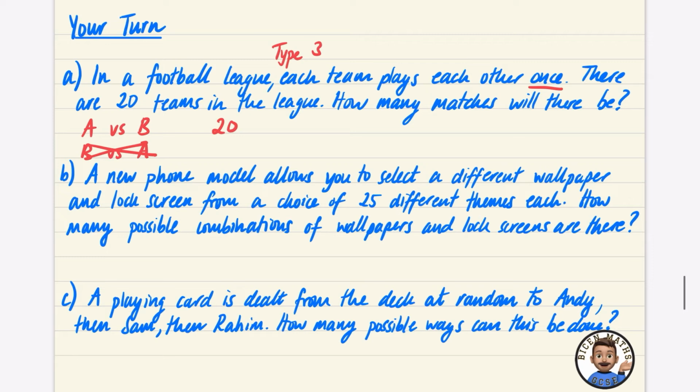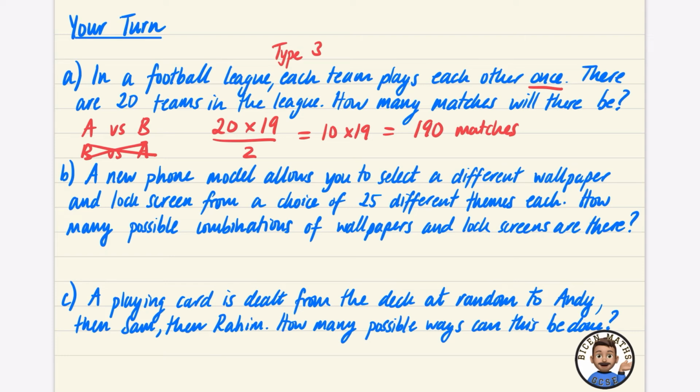So there are 20 teams in the league. Will you pick one of the teams to begin with, times it by 1 less, because you can't have the team playing themselves, and then divide it by 2? Well, I can do this in a different order. I could do the 20 divided by 2 first, which is 10. 10 times 19, there are going to be 190 matches that will be played.